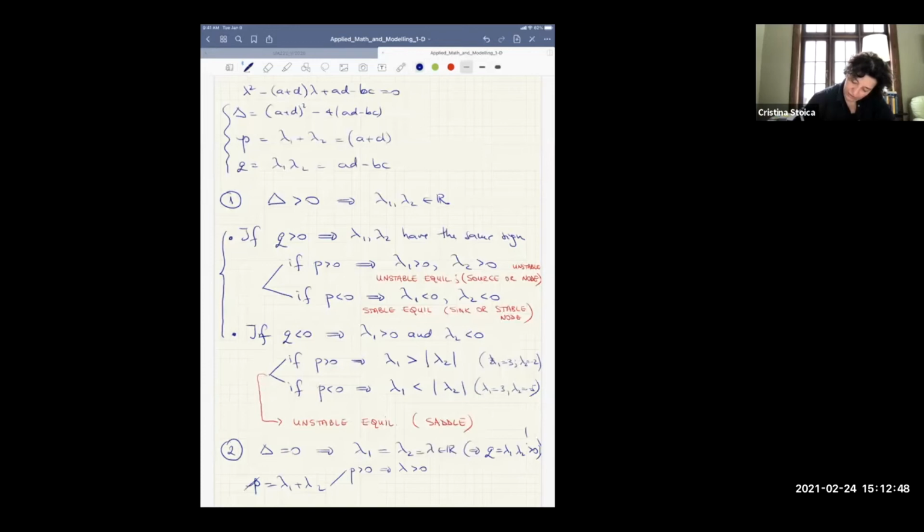So in this case, we have again an unstable equilibrium, and it's an unstable degenerate node. It's called degenerate because it has the eigenvalues equal, right? But the behavior is the same. So I'll have some pictures in a second, from the book. And then if P is negative, then in this case lambda is negative. So in this case, we're going to have a stable degenerate node.